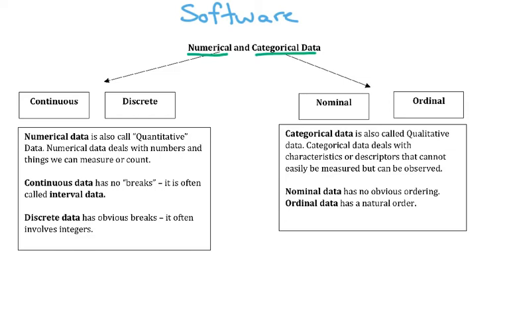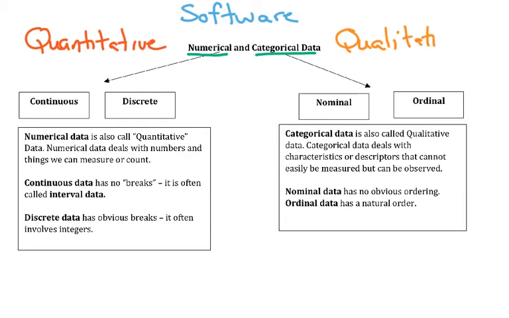Numerical data is also called quantitative, so you may hear that word instead. And categorical data is sometimes referred to as qualitative. So let's talk about numerical data first. There are two kinds of numerical data. Either your data is continuous or discrete.